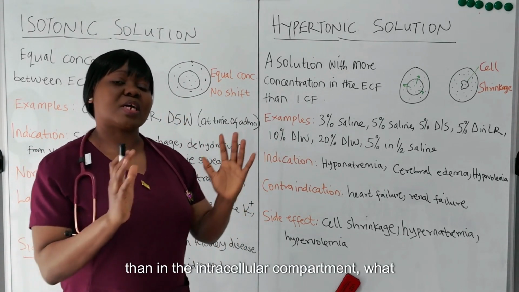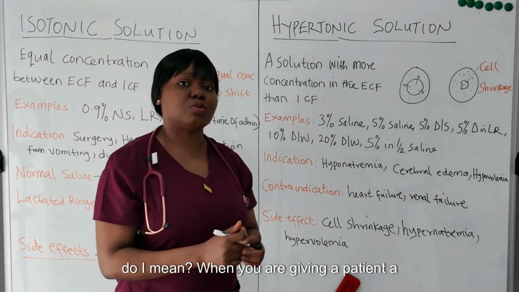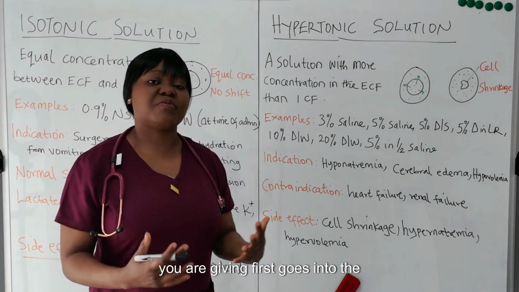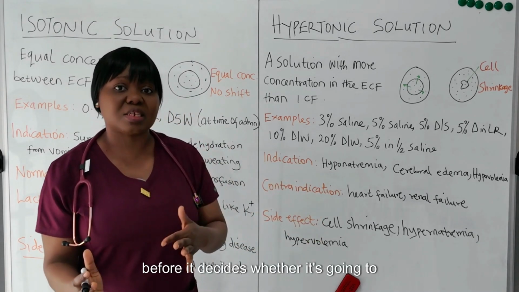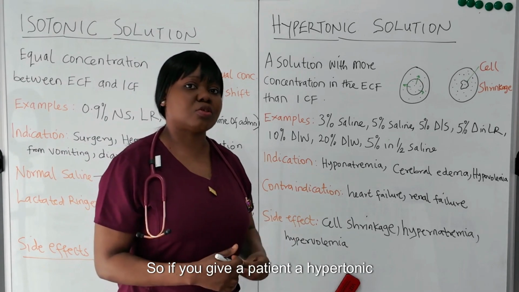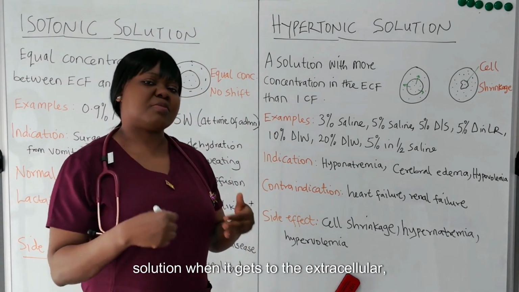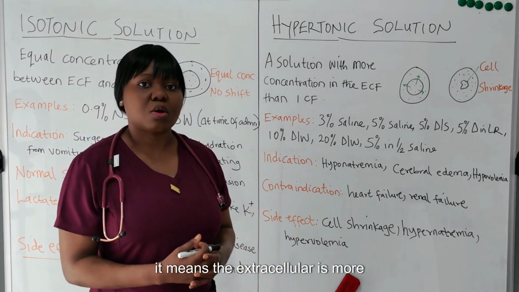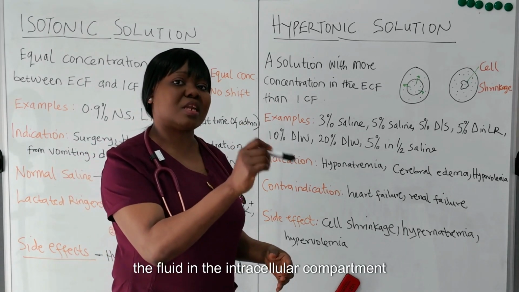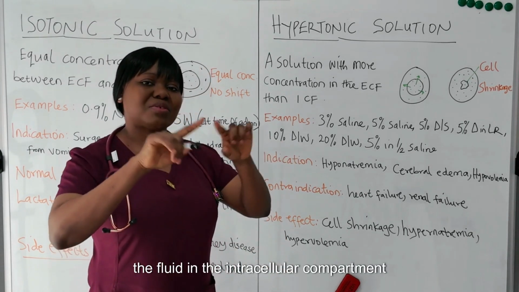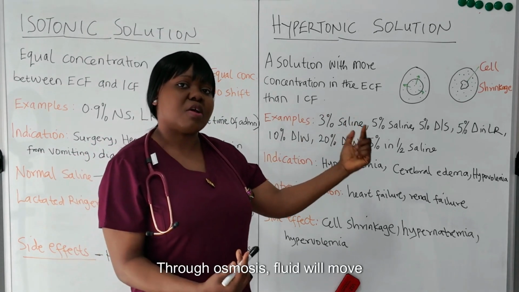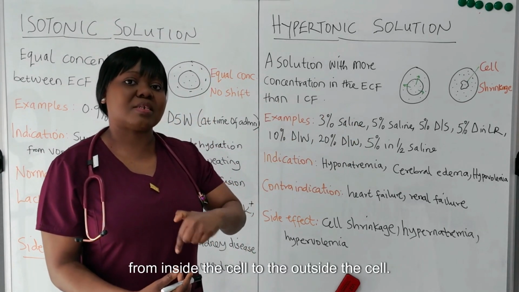What do I mean? When you are giving a patient a hypertonic solution, any fluid you are giving first goes into the extracellular compartment before it decides whether it's going to stay in the extracellular or move in. So if you give a patient a hypertonic solution, when it gets to the extracellular, it means the extracellular is more concentrated. Meaning the fluid in the intracellular compartment will sense that the outside environment of the cell is more concentrated. Through osmosis, fluid will move from inside the cell to outside the cell.